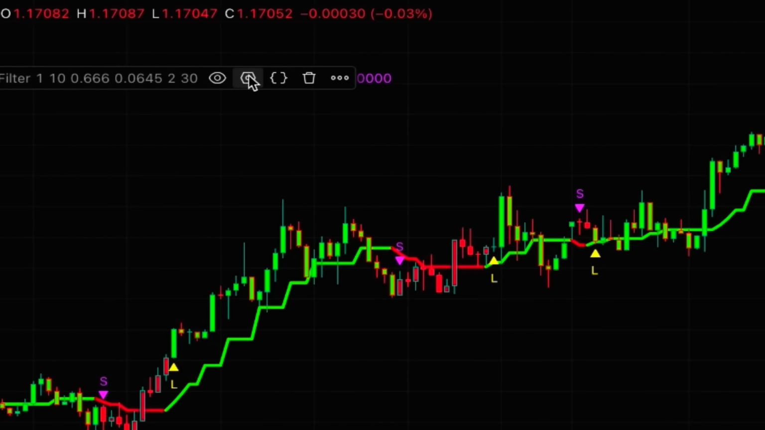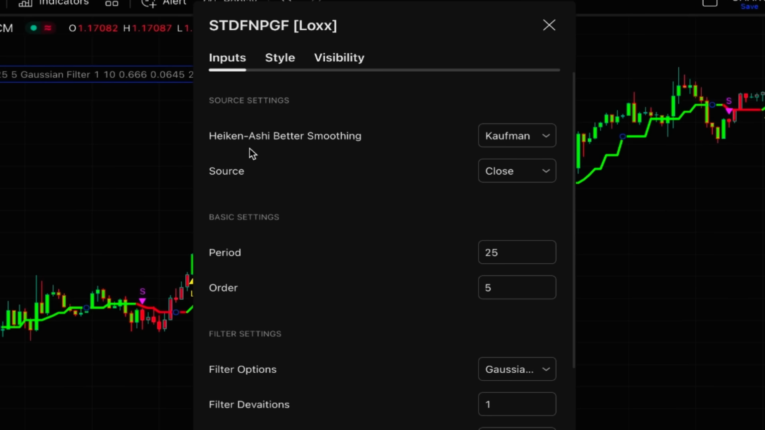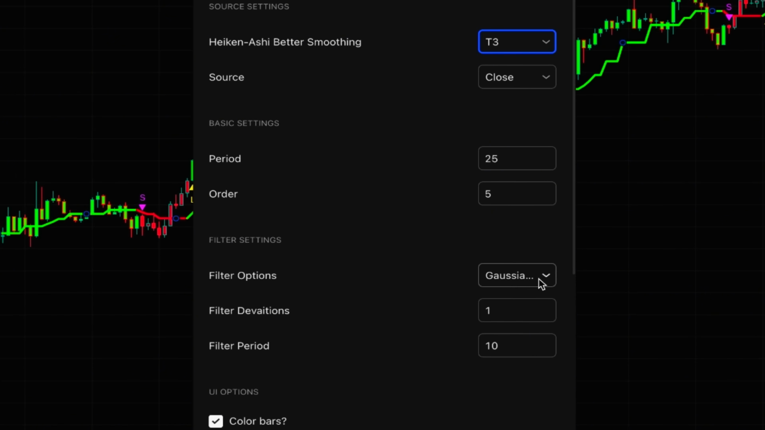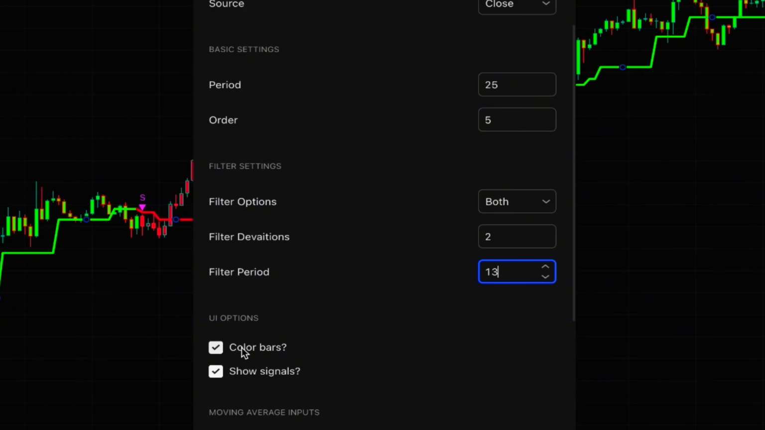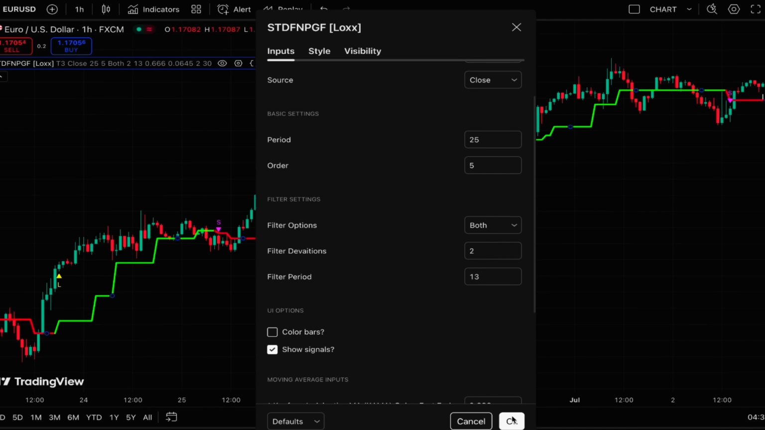So we go to the settings of the indicator, and first, for Heiken Ashi better smoothing, we set it at T3, and then for filter options, we set it at both. So it will be based on both the price and the Gaussian filter. Then for filter deviation, we set it at 2, and for filter period, we set it at 13. Here we also remove the coloring of the candles, so we will not get distracted by the color of the candles. We're done with the settings of this indicator.